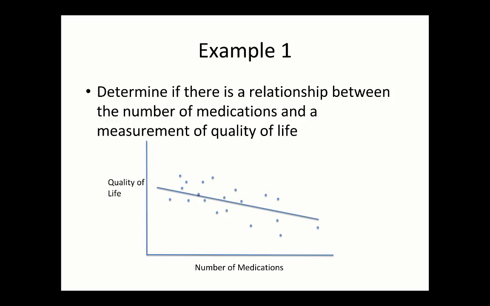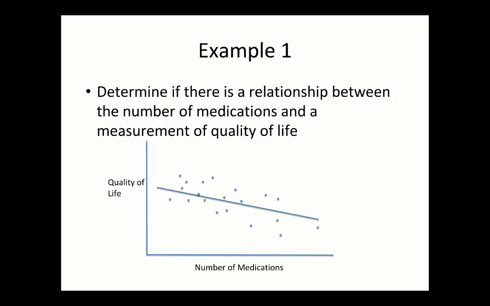If we were to draw a best fit line through the center of all these points, we could see that the best fit line is descending. This indicates a negative association. We still don't know, however, if that association is significant. A linear regression would determine if the slope of that best fit line is significantly different from 0. The null hypothesis would be that the slope of the best fit line for the association between quality of life and number of medications is equal to 0. The alternative hypothesis would be that the slope of the best fit line is not equal to 0.